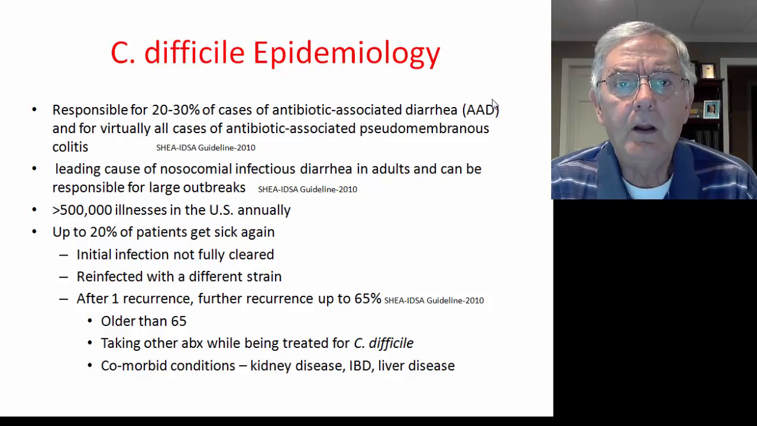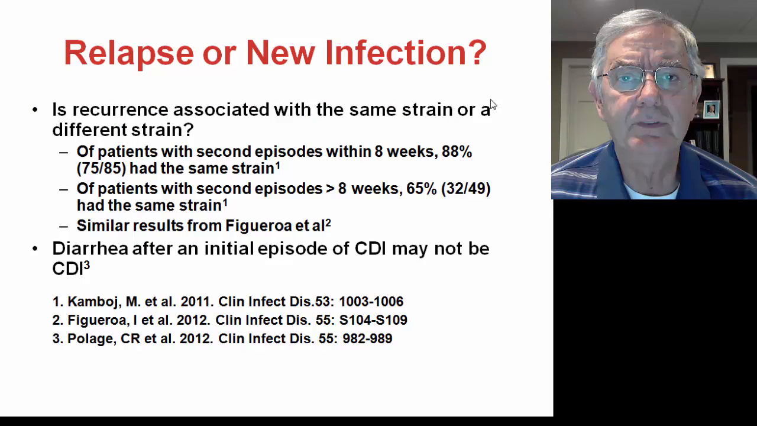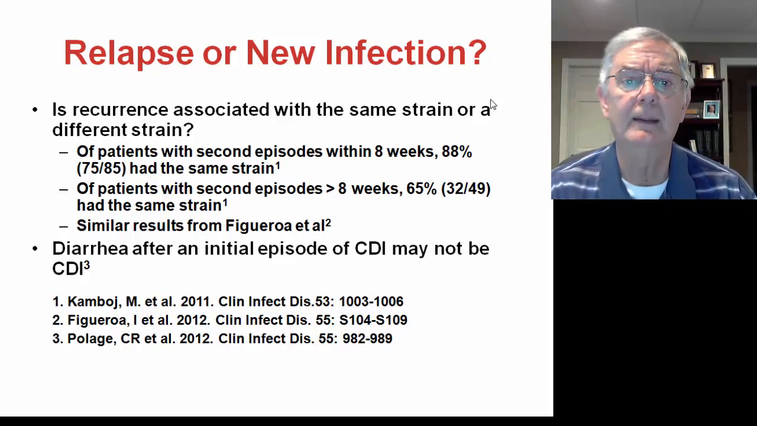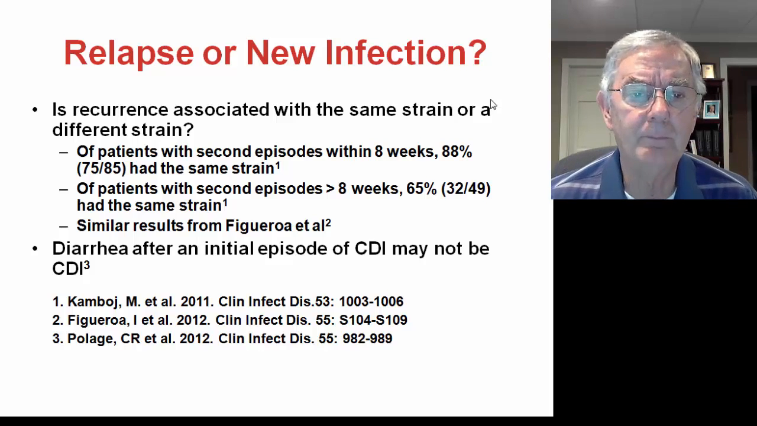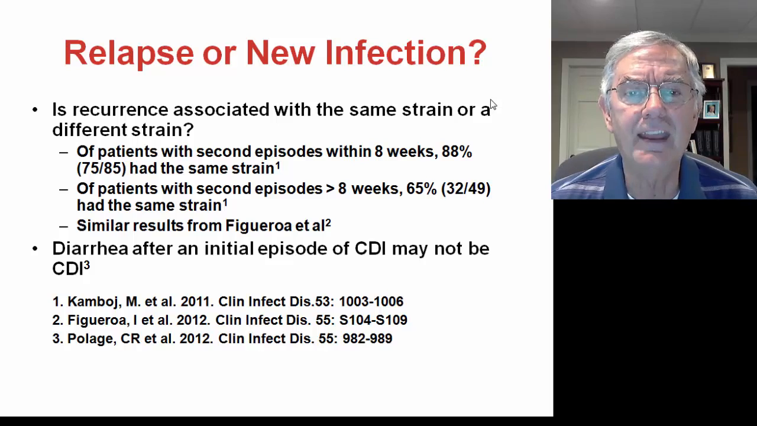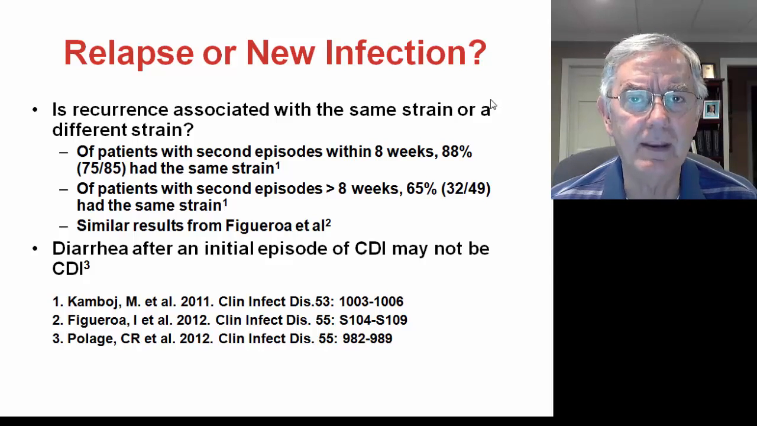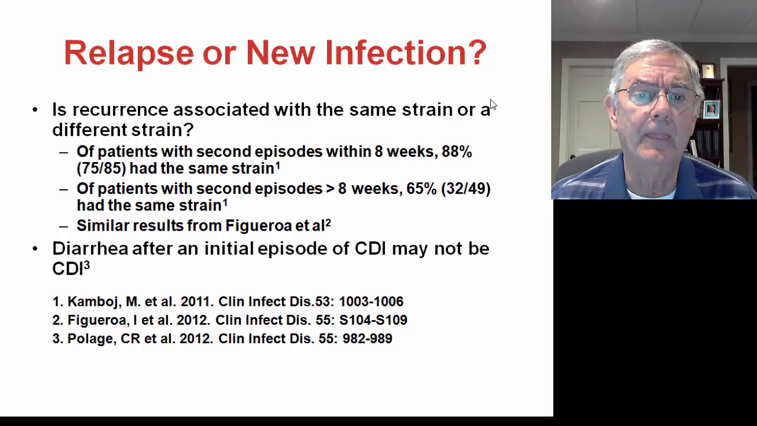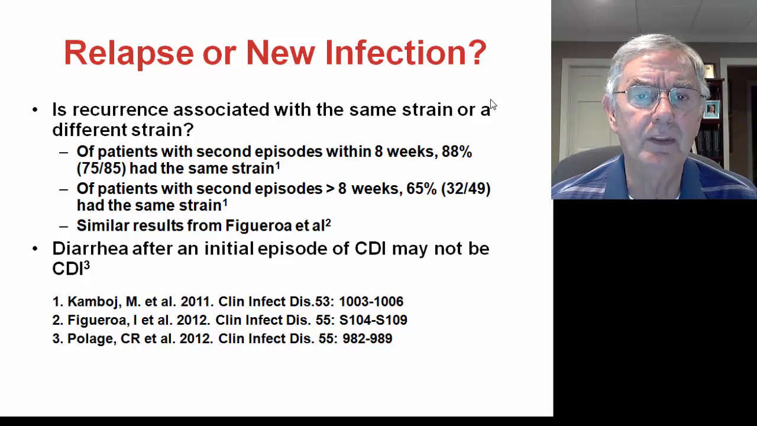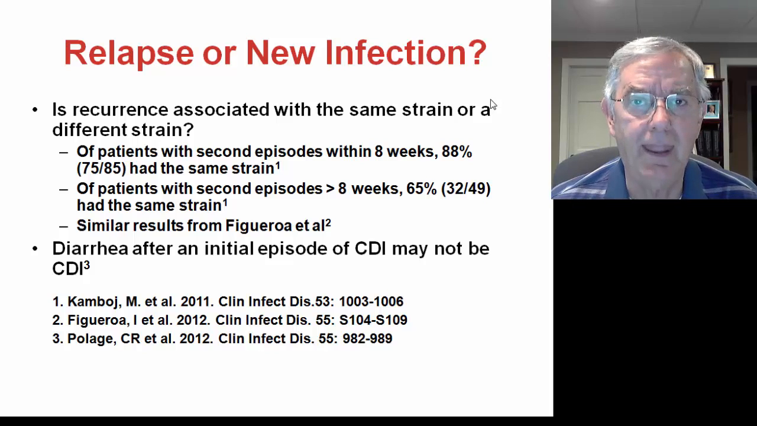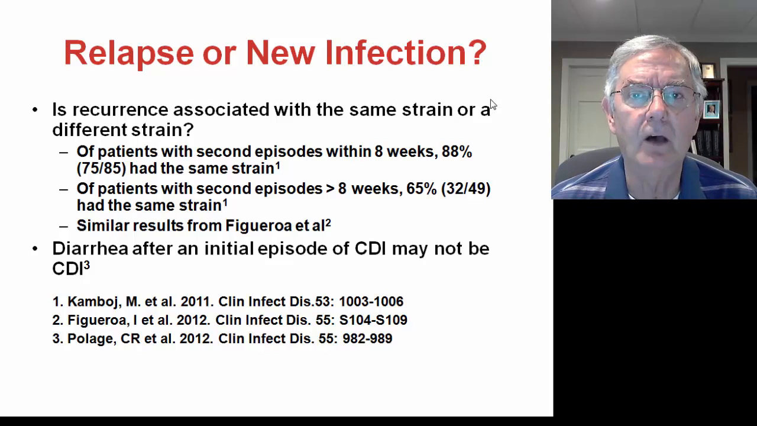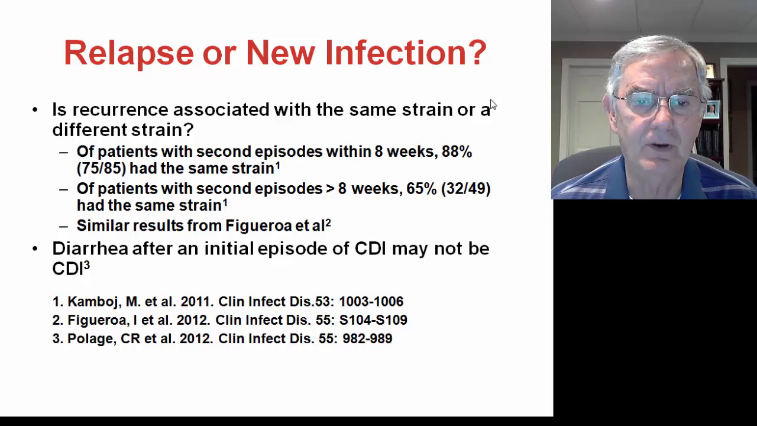So regarding relapse as opposed to a new infection being caused by a different strain, a study has been performed to show that of patients with second episodes that occur before 8 weeks, or within 2 months of the first episode, 88% of those had the exact same strain. In that study, of patients with second episodes that occurred after 8 weeks of the initial infection, only 65% had the same strain. And there were similar results from other studies.